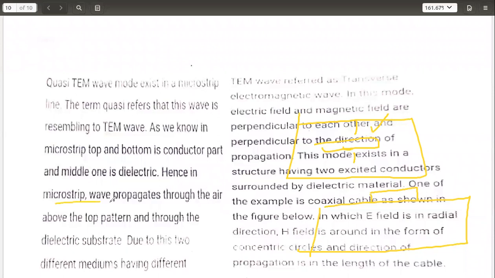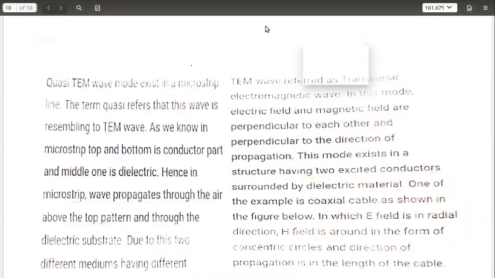Hence, in the microstrip, the wave propagates through the air in the top region. Here on top you don't have any substrate. That's why the field distribution is not uniform. Near the strip it is more concentrated, and in the other parts, into the substrate, it is exponentially decaying. So due to this, two different mediums exist. Their epsilon values are different. Because of this difference in the two dielectric mediums, one air and one substrate, there is a difference existing here.